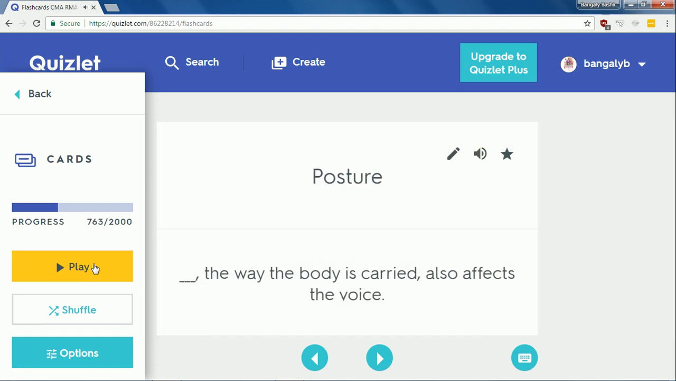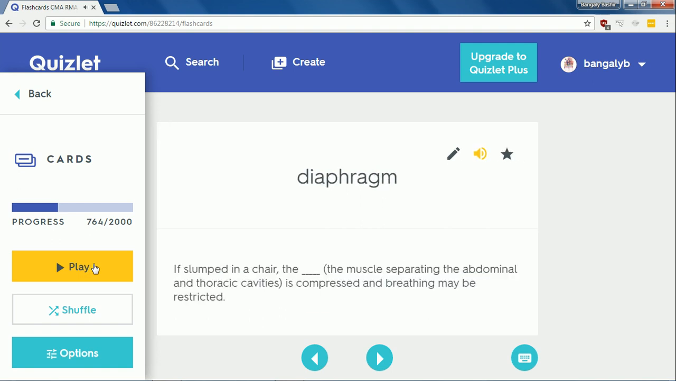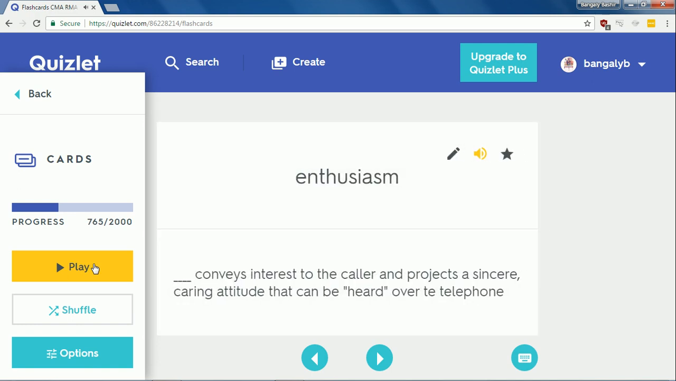Posture. Posture, the way the body is carried, also affects the voice. Diaphragm. If slumped in a chair, the diaphragm is compressed and breathing may be restricted. Enthusiasm. Enthusiasm conveys interest to the caller and projects a sincere, caring attitude that can be heard over the telephone.